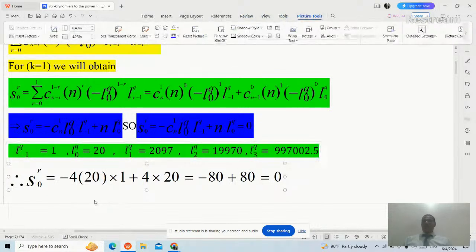Therefore, I will substitute now, learners. Okay, I will get S0 for the r equal negative 4 times 20 plus times 1 plus 4 times 20, which is equal to negative 80 plus 80, which is equal to 0.